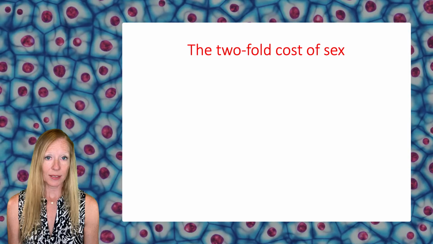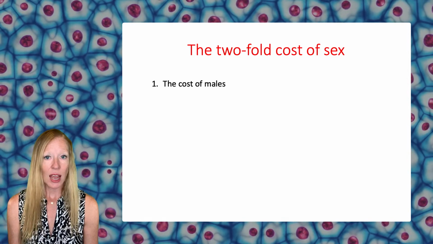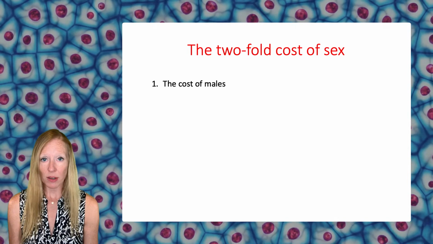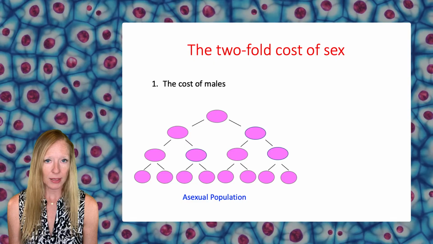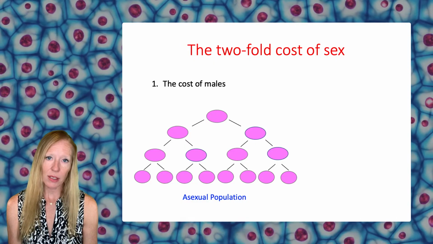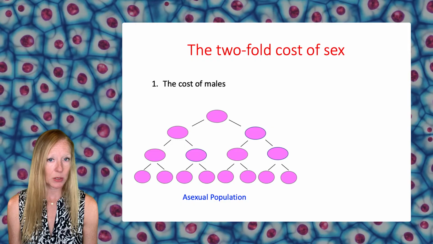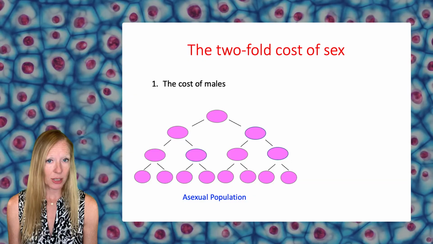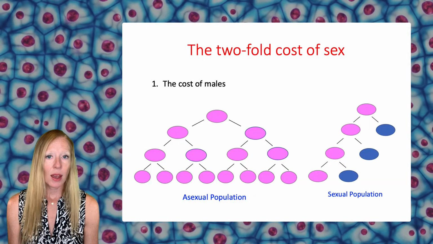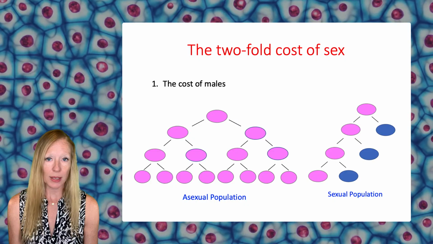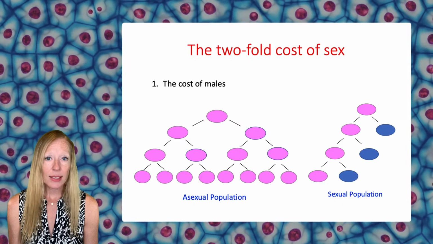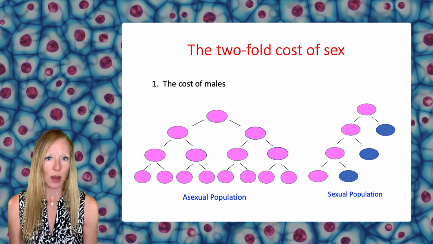One part of the twofold cost of sex is that males in a sexual population generally do not give birth or bear offspring, whereas in an asexual population, every individual is theoretically able to reproduce by itself. So for example, if every individual who's capable of bearing offspring produces exactly 2 offspring, our population is going to double every generation in an asexual population. However, let's consider a sexual population. If half of the population is male and unable to bear offspring, in this case, the population will stay the same size since half of the individuals do not bear offspring.